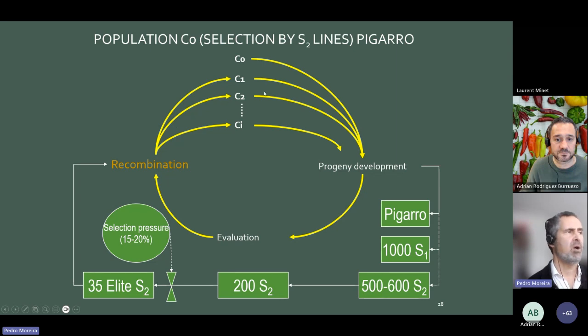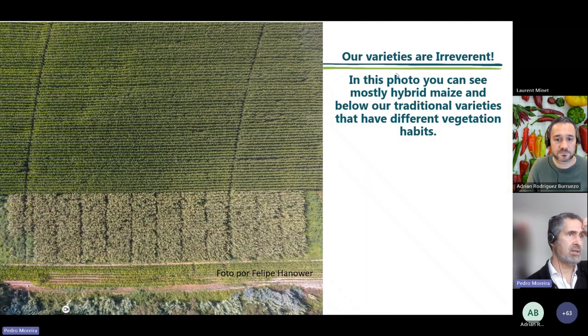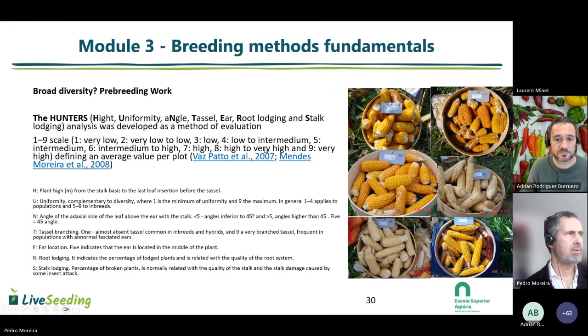And in this way, we can ensure that we have some inbred populations, breeder improved populations. Well, for you to know that our varieties are different. You see here the photo, mostly hybrid maize, and in this case you have the different vegetation habits, as you see here, in comparison with the hybrid.